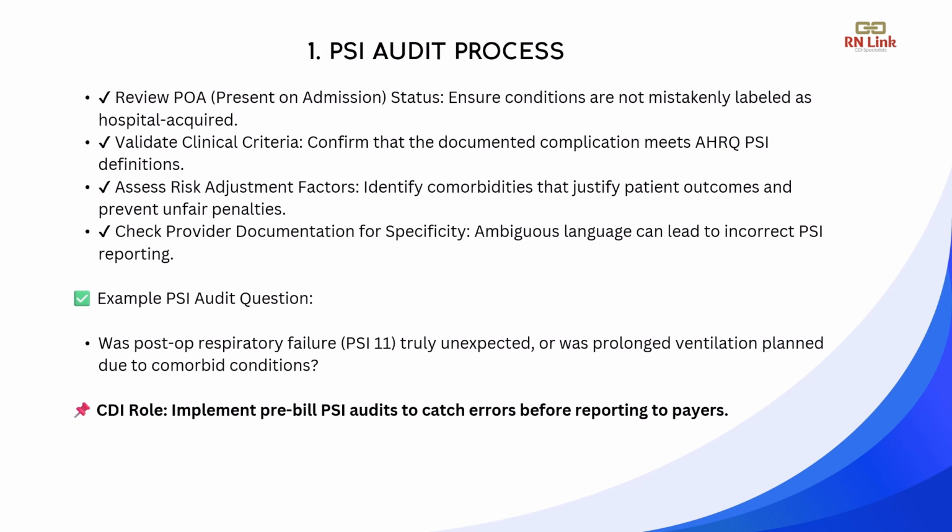PSI audit process. 1. Review present on admission status. Ensure conditions are not mistakenly labeled as hospital-acquired. 2. Validate clinical criteria. Confirm that the documented complication meets AHRQ-PSI definitions. 3. Assess risk adjustment factors. Identify comorbidities that justify patient outcomes and prevent unfair penalties. 4. Check provider documentation for specificity. Ambiguous language can lead to incorrect PSI reporting.